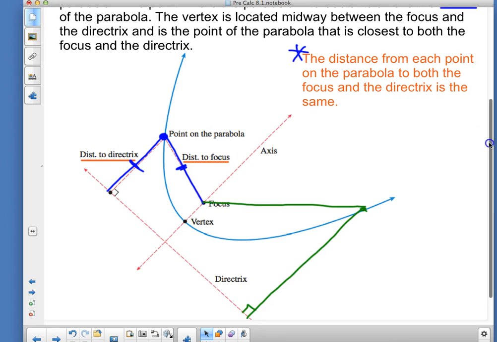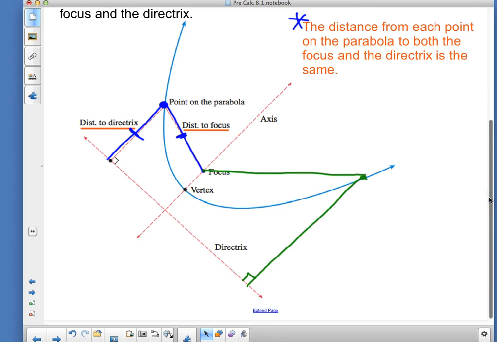Now, you have your vertex, and you have your directrix coming across here, and we're talking about that distance. The axis goes right through the vertex perpendicular to the directrix. We are going to be working with parabolas that open up, open down, open left, and open right. So we're simplifying our process. We're not going to have them skewed.